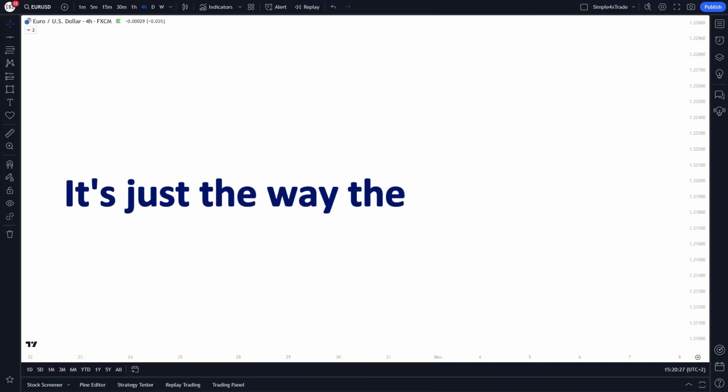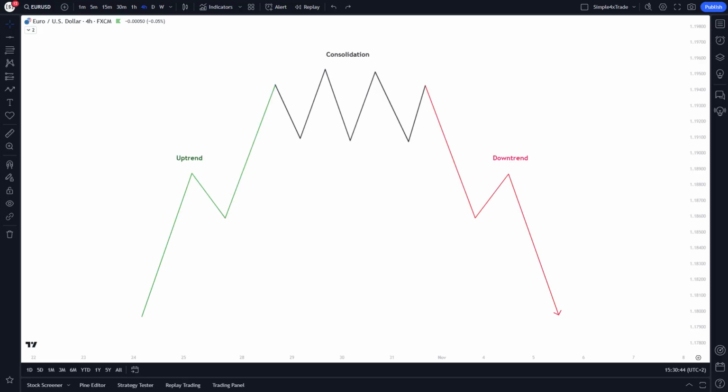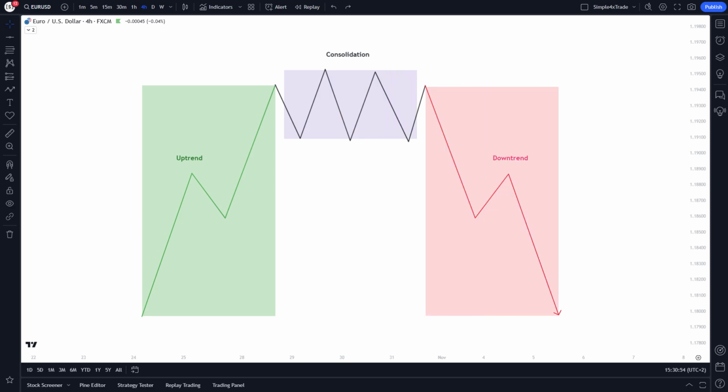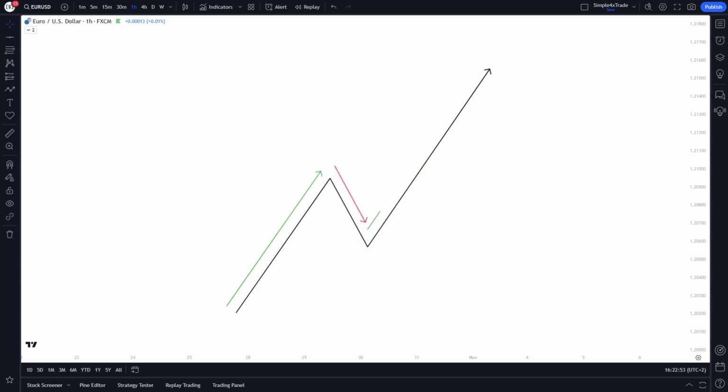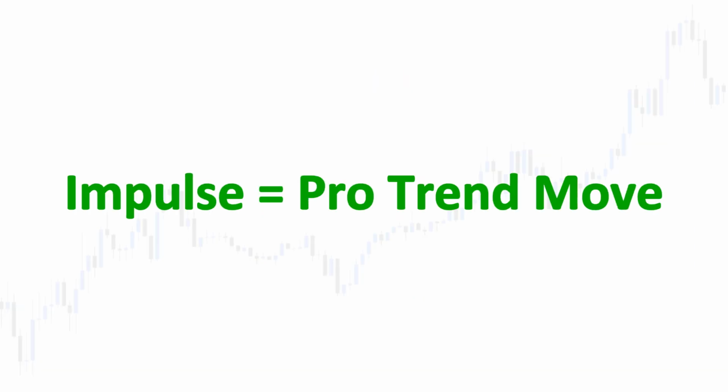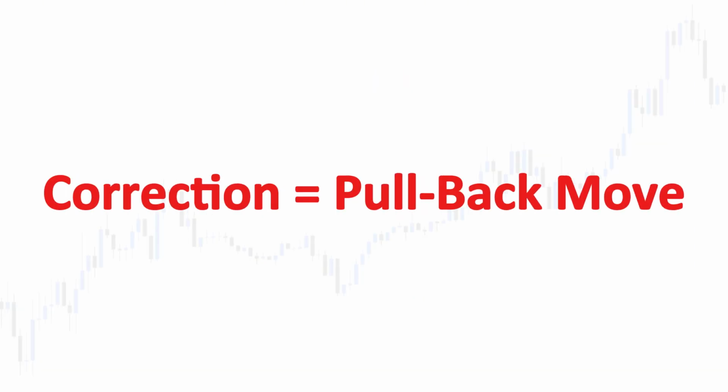It's just the way the market moves. Uptrends, consolidations, and downtrends. These are the three phases of market structure, and this is what they look like. In an uptrend, the market is dominated by buyers. In a downtrend, sellers, and when flat, the market forces are equal. During a trending move, not a consolidation move, we get two phases, impulse and corrections. Impulse moves are pro-trend moves and corrections are pullback moves.